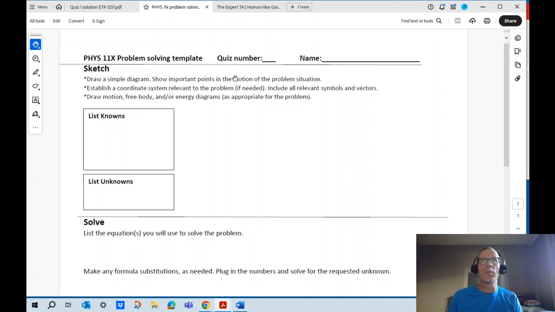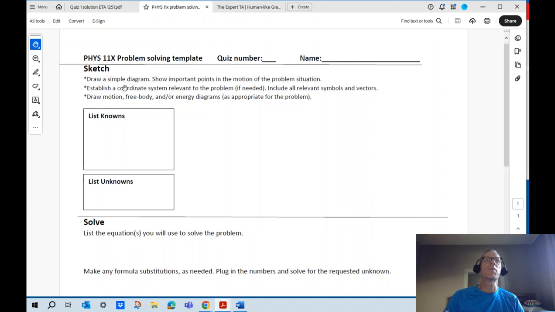There might be some problems in which there isn't any motion. So if you've got a chandelier hanging from the ceiling and we're trying to analyze the forces on the cables that are holding the chandelier up, there's not going to be motion there. So just because it's listed doesn't mean you need to force something in. And then at the bottom, draw motion-free body and or energy diagrams as appropriate. Those are not always appropriate.